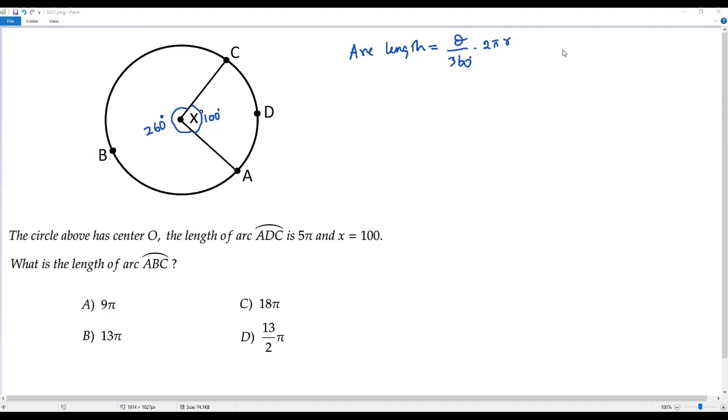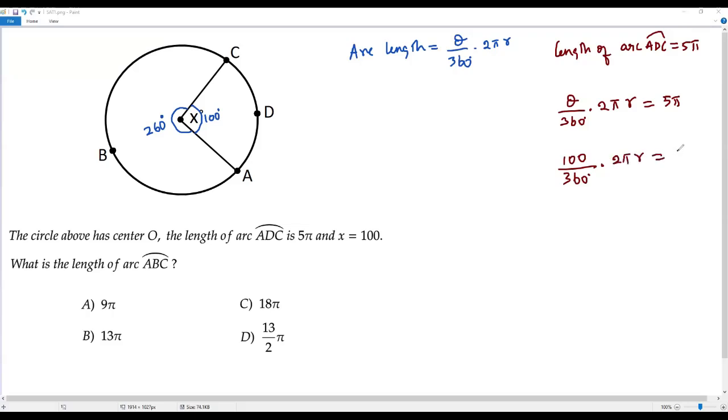Let me do that separately. So the length of arc ADC is given, that is equal to 5 pi. Now, instead of this statement, we can write the formula, that is theta divided by 360 degrees times 2 pi r equals 5 pi. Here this theta represents the central angle of the arc ADC. The central angle of the arc ADC is x, but x is given, that is 100 degrees. So we can plug in 100 for this theta. Then I'm getting 100 divided by 360 times 2 pi r equals 5 pi.